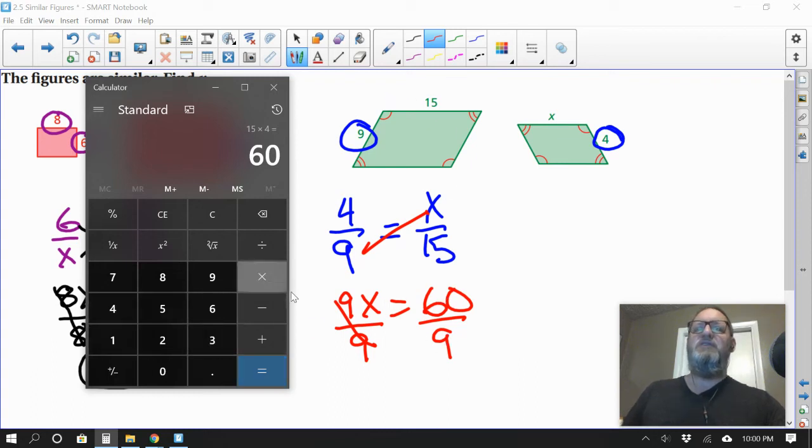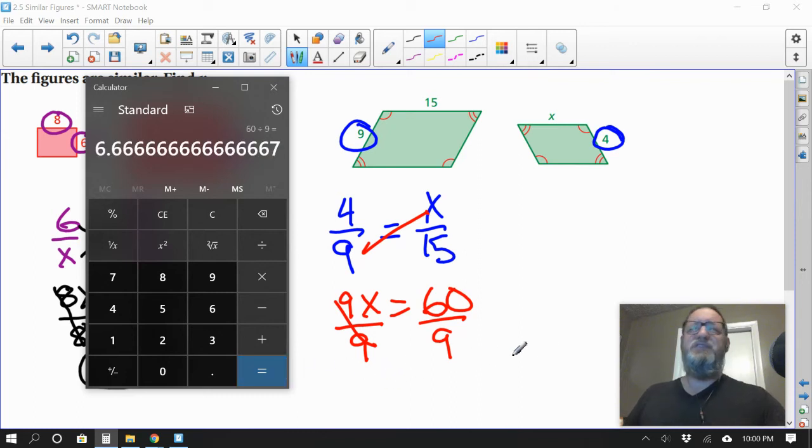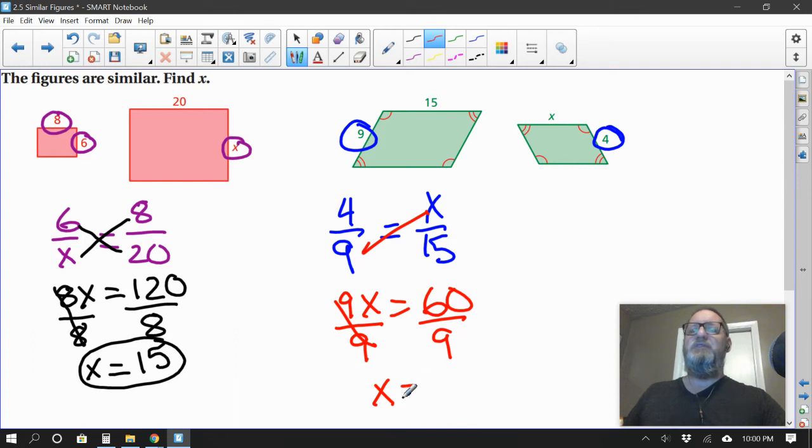Okay, so 60 divided by 9 is 6.6 repeating. Wasn't expecting that answer, but it's not necessarily wrong. So another way to write that, if we want to write that as a fraction, 0.6 repeating is 2/3. So 6 2/3. Okay, there we go. All right, so x looks like it equals 6 and 2/3.